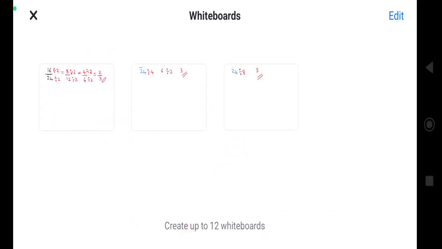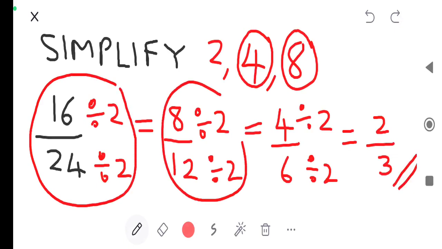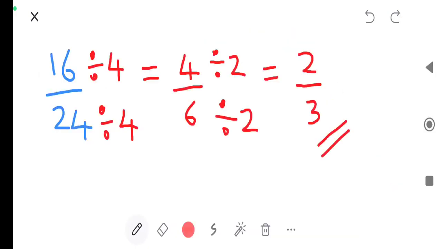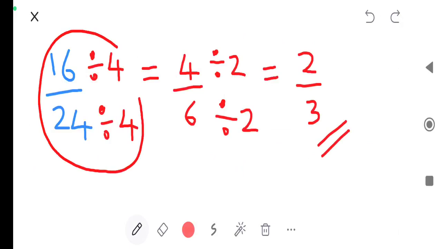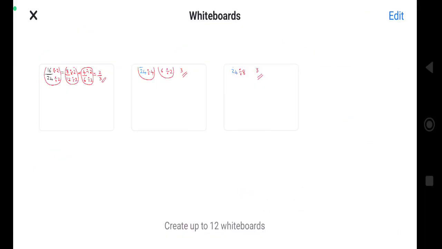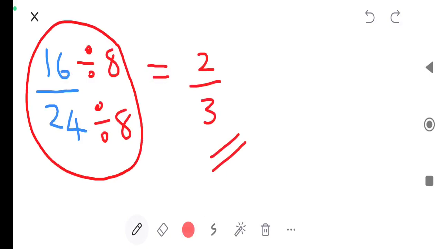Now, when we started with 2, how many steps do we have? We have 1, 2, and then 3. We moved through 3 steps. When we started with 4, how many steps do we have? We have 1, we have 2. And then when we started with 8, how many steps do we have here? Just 1 step. So it's always better to start with the biggest number. That is when you will pass through less number of steps.